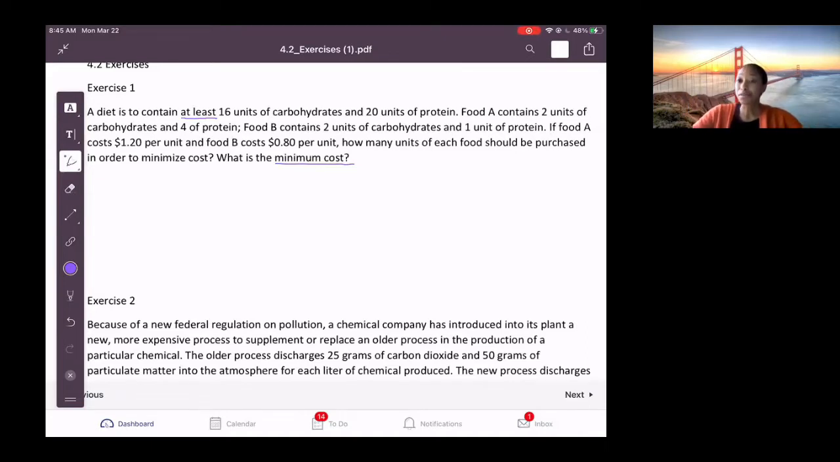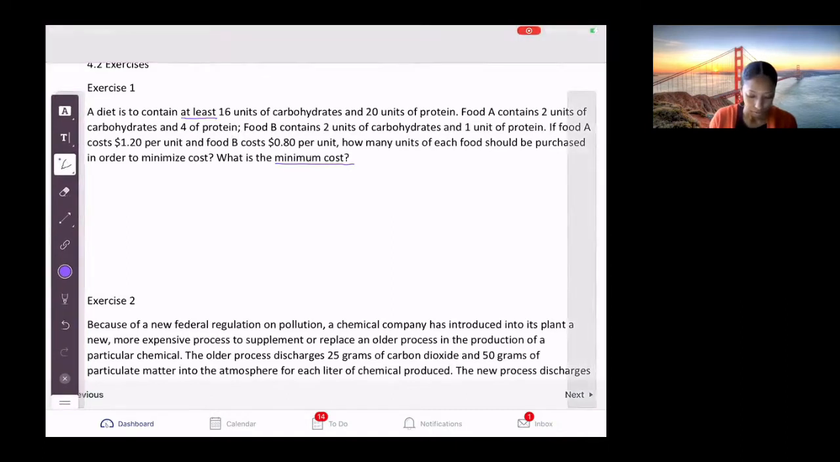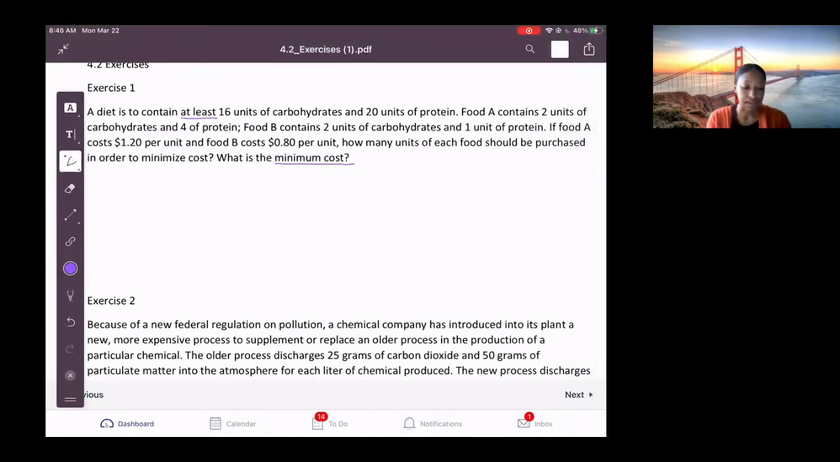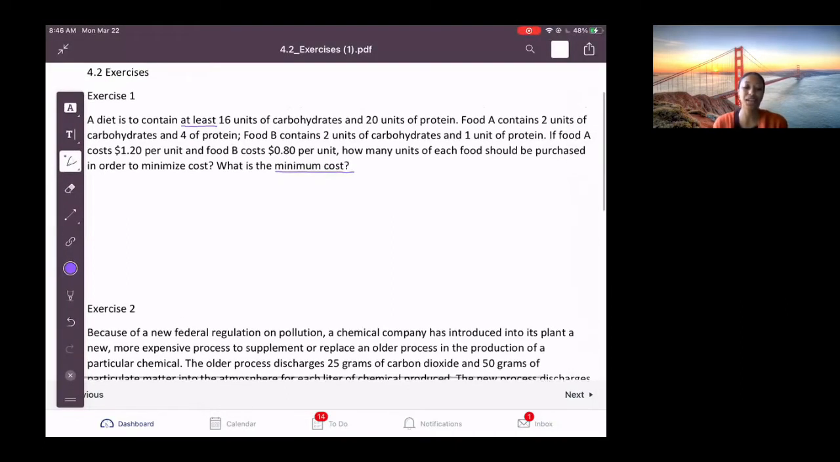So when we read this, we're going to try to figure out what our objective function is, set up a system of inequalities for our constraints, and then from there, graph to find our corner points and solve the problem. All right, let's read it. How do I get this to go away? I guess it won't. All right, so exercise 1.